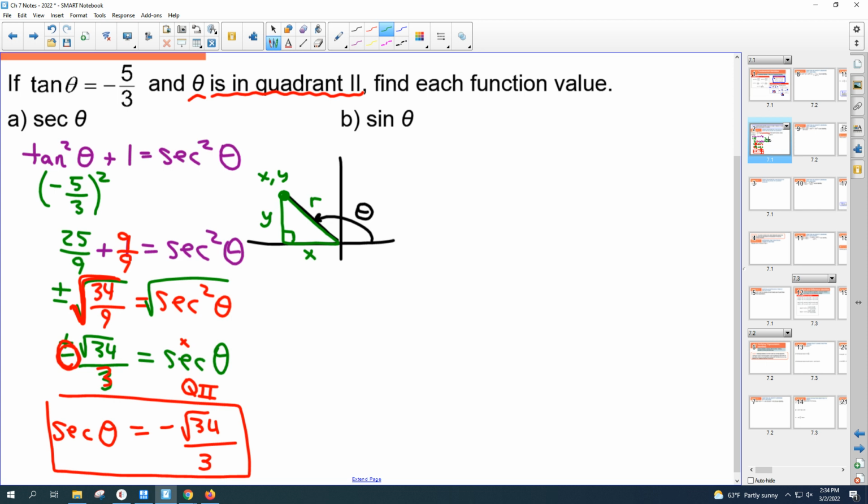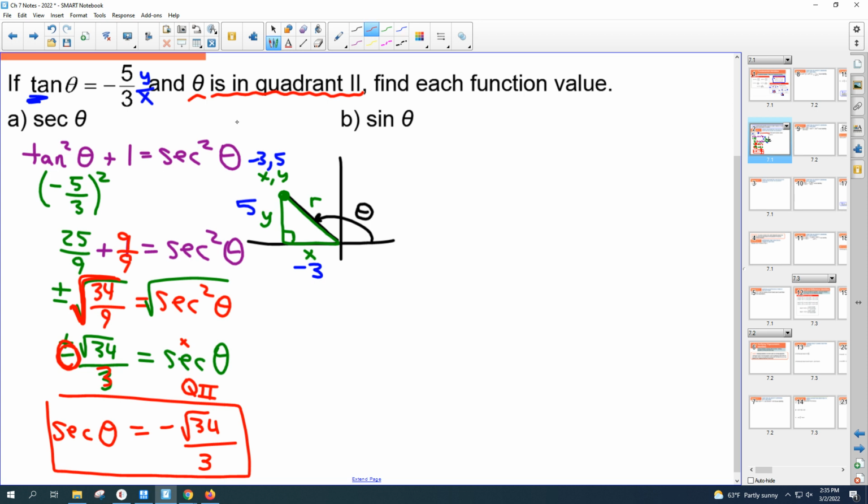And so what we did was we said, okay, we know tangent is y over x. And so we know the y number is 5, and we know the x number is -3. And I know it's that way because it's that xy point. The x coordinate's -3, the y coordinate is 5. Okay, that makes sense. I've got x and I've got y.